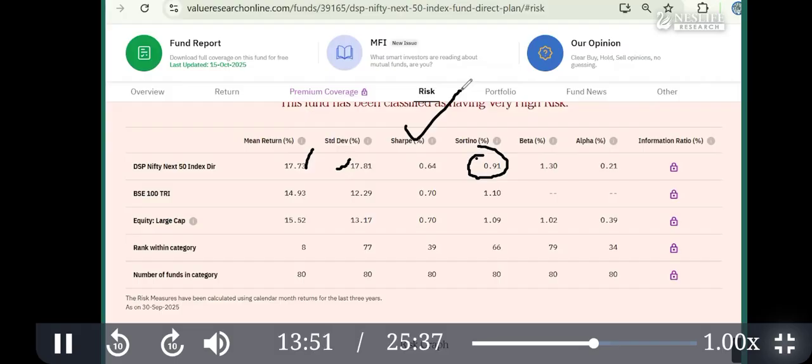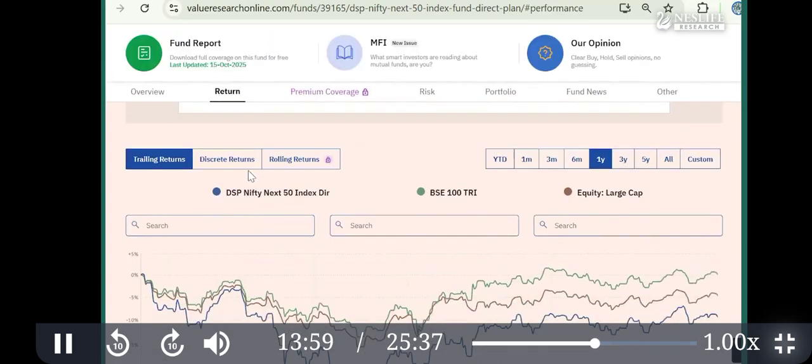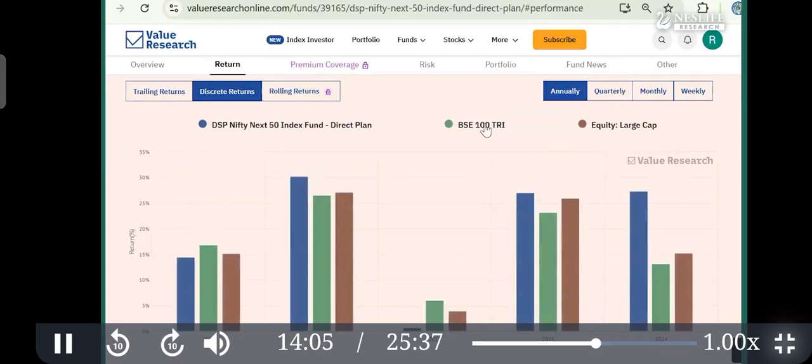as well. Right? Then you can go and check the return parameters, how much return the fund has given. There are discrete returns, that is annual, year on year, where you can compare with the index as well as the equity category. Okay.